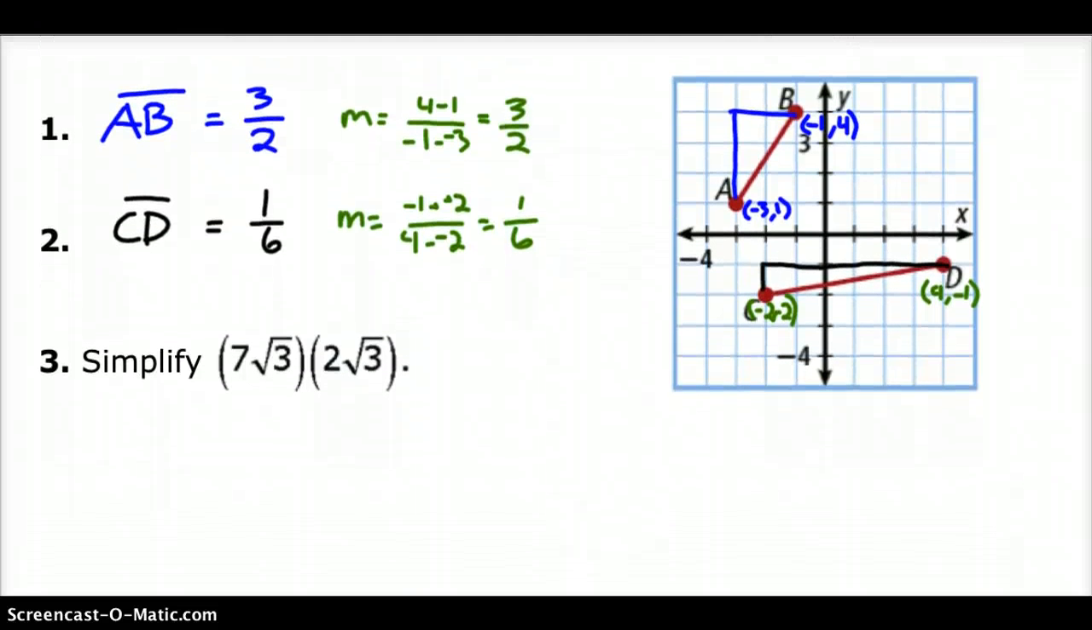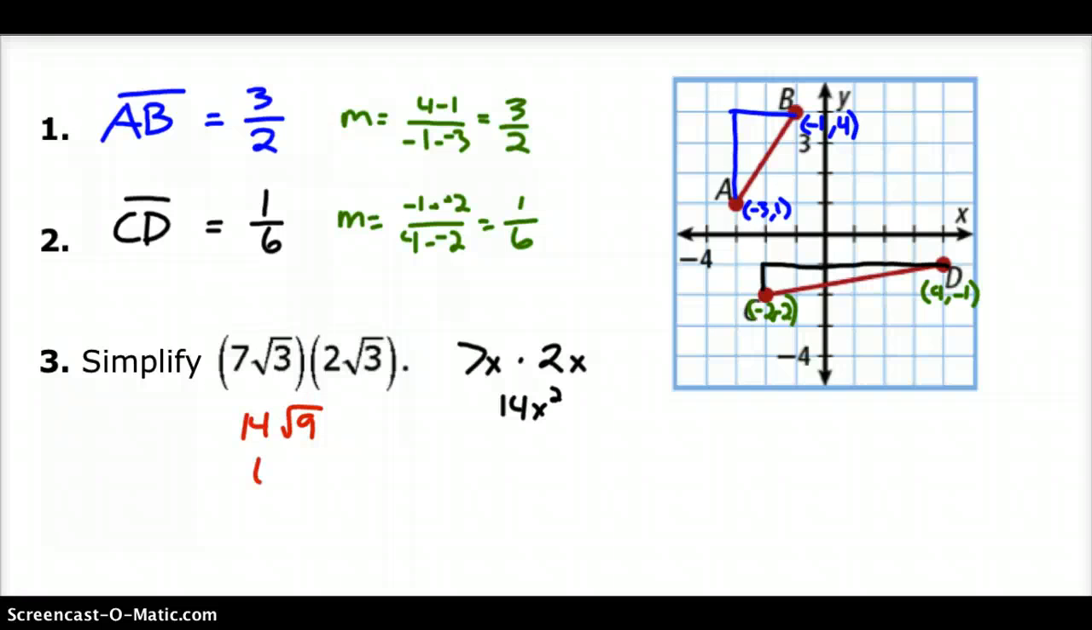Now the final thing that we want to go through is how to multiply radicals. This is extremely important. Really, I like to think of these numbers underneath the radicals as x's. So how would you do 7x times 2x? Well, 7 times 2 would give you 14, and then x times x would give you x squared. It's not that different for this. The 7 times 2 is going to give us 14, and the radical 3 times the radical 3 is going to give us radical 9. Now, we actually know what radical 9 is. We know that that is 3.